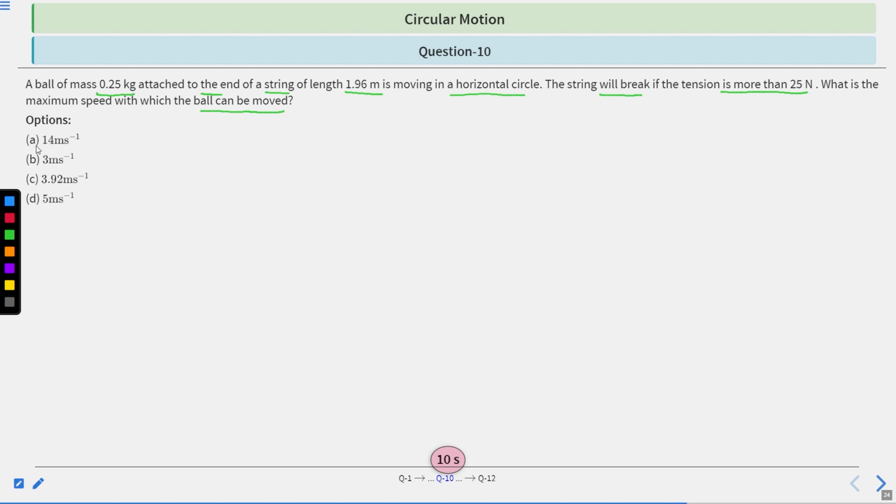Given options: A is 40 meter per second, B option is 3 meter per second, C option is 3.92 meter per second, and D option is 5 meter per second. So which one is correct? You have 10 seconds to solve this question. After 10 seconds, we will provide the solution. Clear?